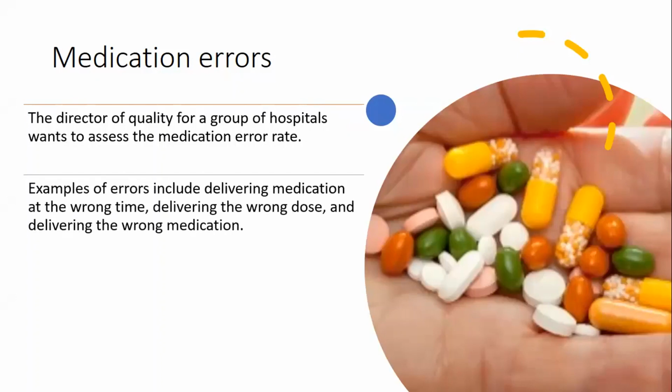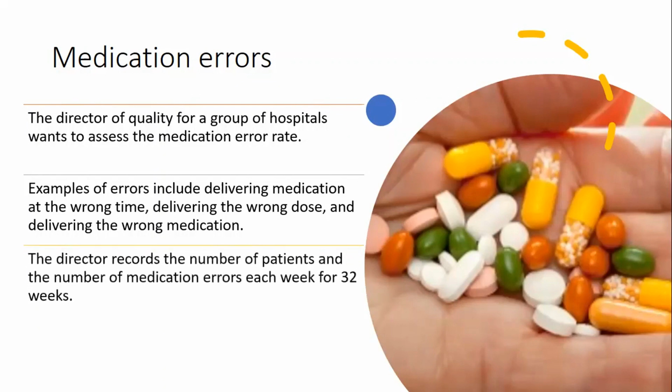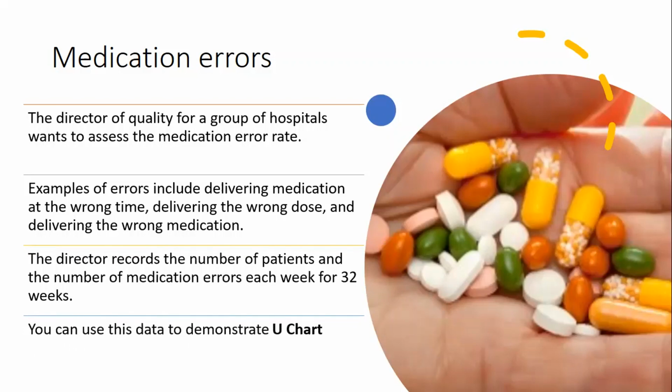Examples of errors include delivering medications at the wrong timing, delivering the wrong dosage, or delivering the wrong medication altogether. The director records the number of patients and the number of medication errors each week for 32 weeks. As you can understand, the number of patients will be variable, and we are referring to defects data like wrong dosage, wrong timing, wrong delivery of medication. We are going to use the U chart.